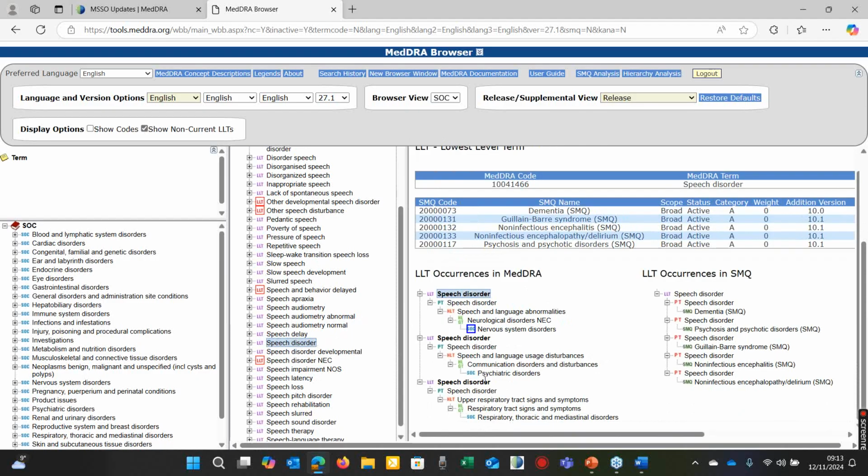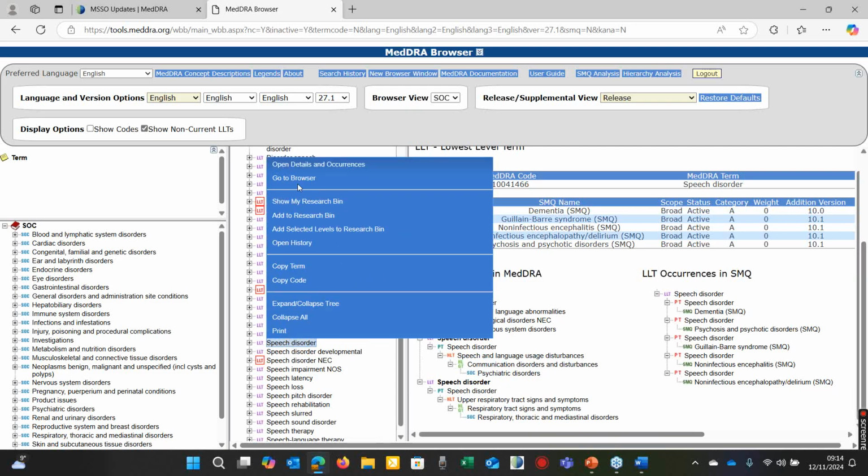It's in 3 system organ classes. The primary is nervous system disorder under the HLT of speech and language abnormalities. But as we can see, there are at least 2 other places in MedDRA which have groups of speech disorder terms. We've got speech and language usage disturbances in psychiatric. We've got upper respiratory signs and symptoms within respiratory, thoracic and mediastinal disorders. This would be more for the voice elements of it, the breathing, the voice, the generation of sound. So you see that we could have a look at various places for more specific terms.